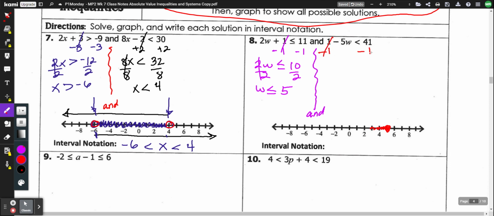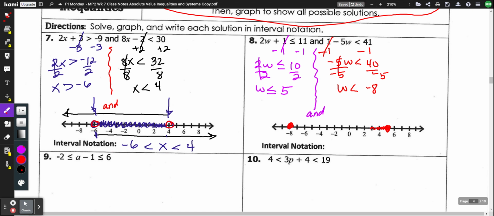Minus 1, negative 5w less than 40. Divide by negative 5, divide by negative 5. W is less than 40 divided by 5, which is, 40 divided by negative 5 is negative 8. So my second endpoint is negative 8.